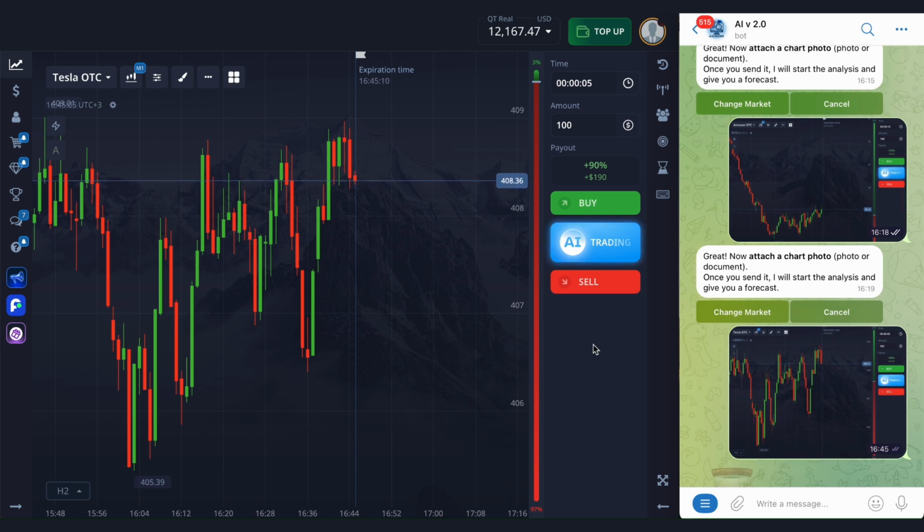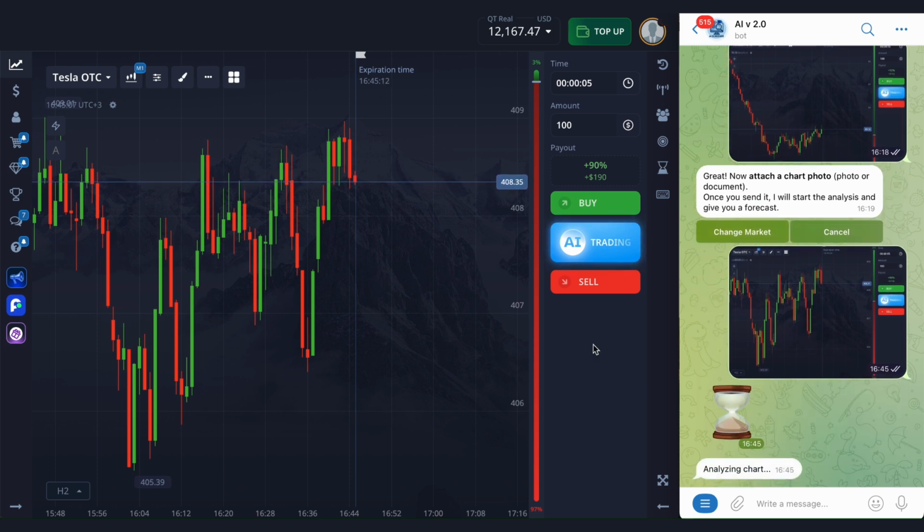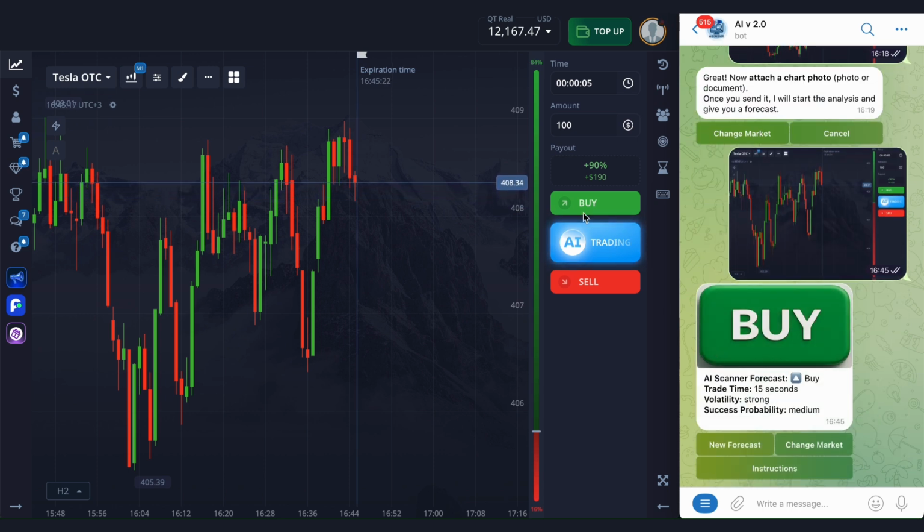Ladies and gentlemen, once again, it says once we send it to process it. As you can see, it's analyzing the chart. We're gonna wait for a few seconds and see what the prediction is gonna be for this trade. And ladies and gentlemen, studying candlesticks. And what is it gonna be? It is gonna be a buy, a 15 seconds buy. Setting my timer on 15 seconds and executing a buy order for this trade.